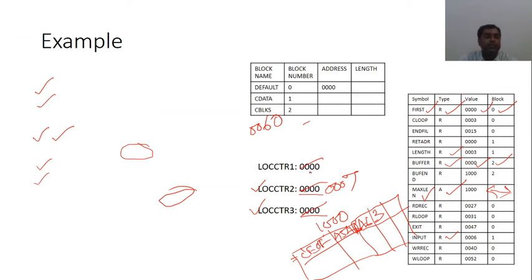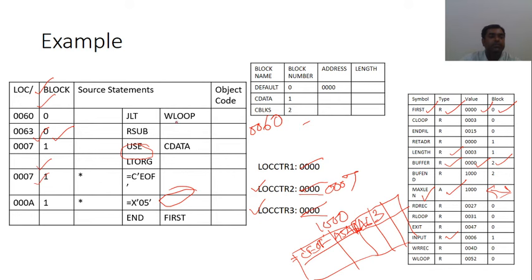Now the next part of this program is this one. Current value of location counter 1 is 0060, and this is from block 0. This instruction is in block 0. So the next value becomes 0060, and this is written in format 3. So the next value becomes 0063. This value becomes 0063. This also takes 3 bytes of memory. So the next value becomes 0066. Current value of our location counter 1 is 0066.